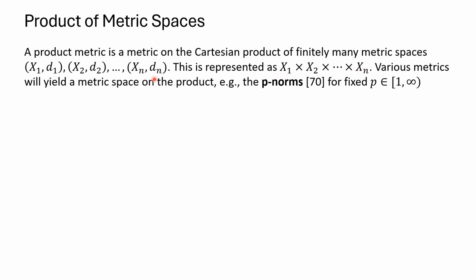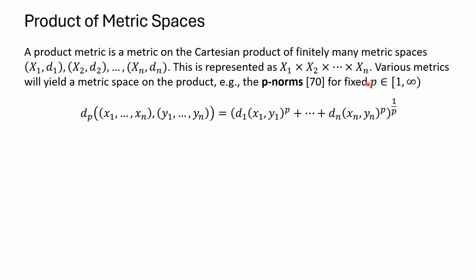Then the question is, what does the distance between these elements in the set look like? There are different possibilities. One possibility is something called a p-norm, and I'll show you some examples of that. So here's an example. We have x1 to xn, so that's one element from the product, and then y1, y2, and so forth to yn is another element from the Cartesian product of our n metric spaces, and we define the distance on a term-by-term basis.